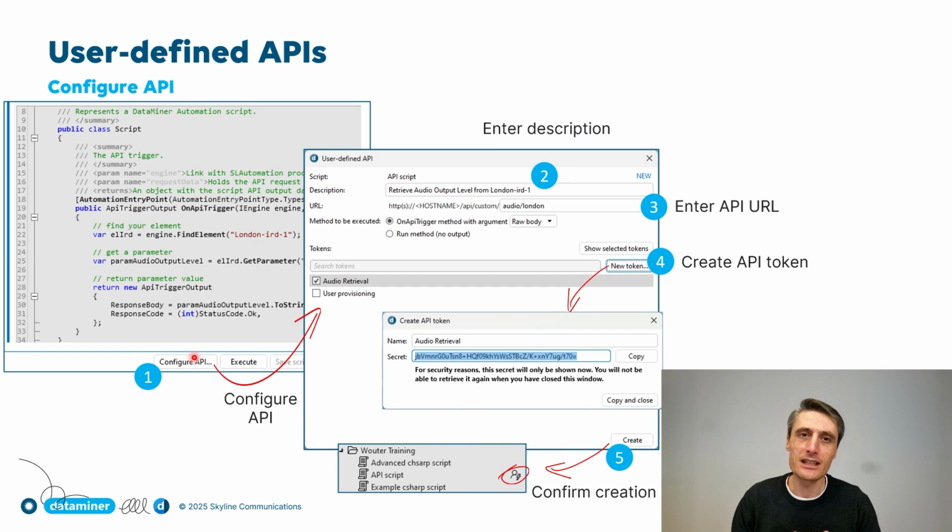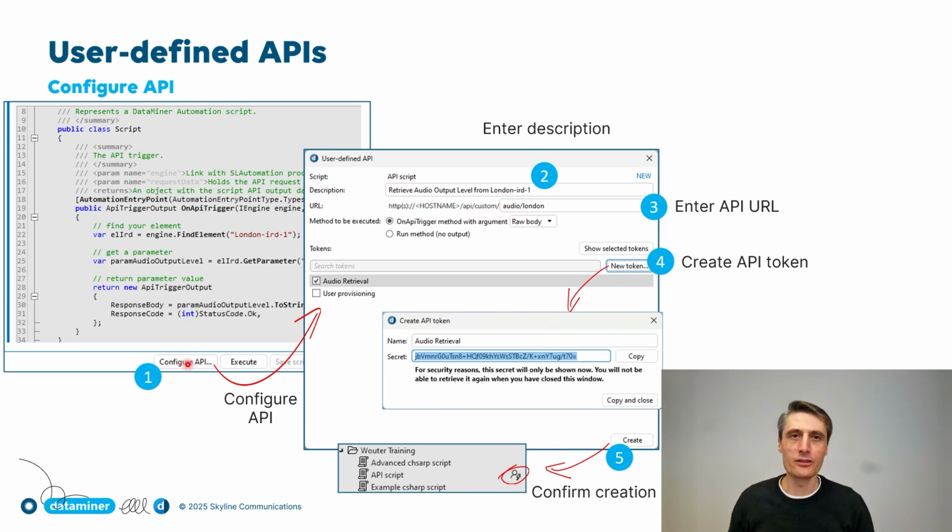If I click on that configure API, there are two important things. You need to define the URL on where you can call this method, and you need to define a token, like a security password thingy, to be able to call this method.